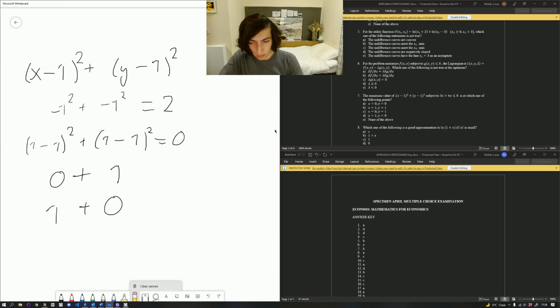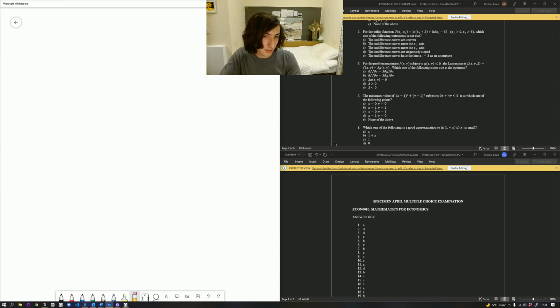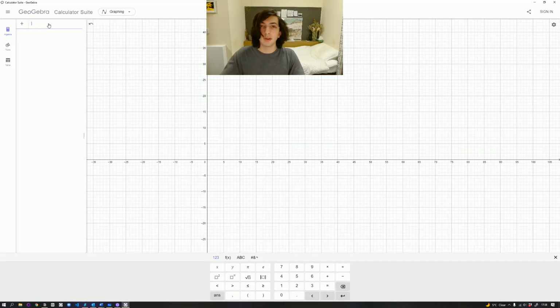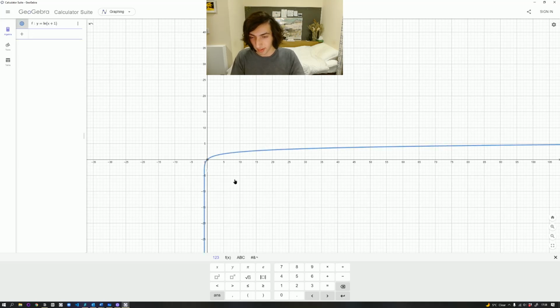Right, which is a good approximation for ln of 1 plus x if the magnitude of x is small. Again, let's go back to the graph. I would recommend you guys have one of these graphing calculators because they are really useful. Always in a good exam, they're very useful.